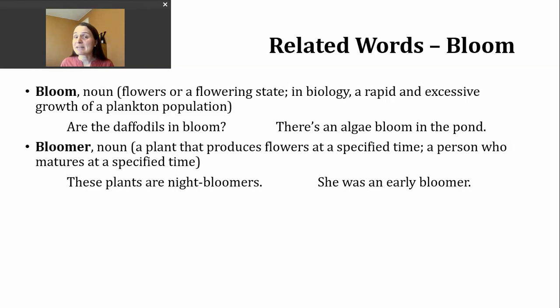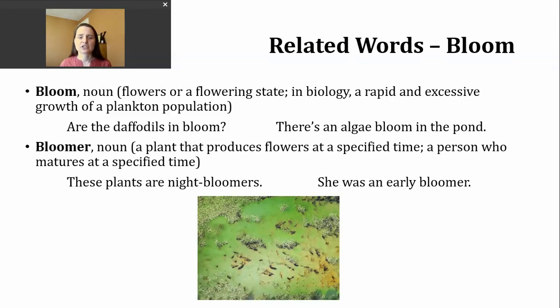Now, if you're studying biology, you might encounter bloom. And the meaning here is connected to rapid growth of plankton, which might be a new word for you. I'm not a biologist, so I won't get too deep in it. But let's look at an example sentence and a picture that I have. So there's an algae bloom in the pond. Now, that might not make much sense to you.